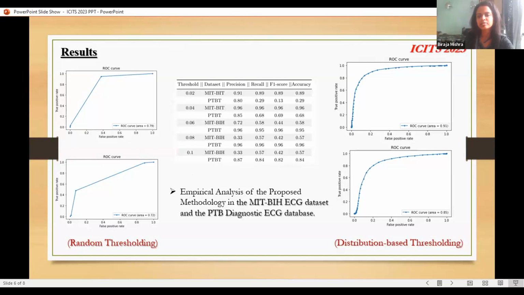And we can see that in our proposed methodology, the area under the curve for the distribution-based thresholding is much better than the area under the curve for random thresholding, and from which we can find a near optimal threshold, because the distance between the TPR and FPR values for one threshold is very less from the distance between the TPR and FPR value for the other threshold.